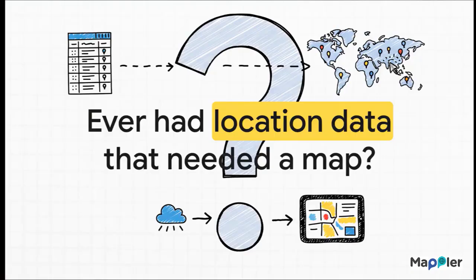I mean, think about it. I bet you've been there. Maybe it was for a school project or a report you had to do for work, or even just a community thing you were really into. You had all the info, the what and the where, but no easy way to actually see it all laid out. It's such a common problem.